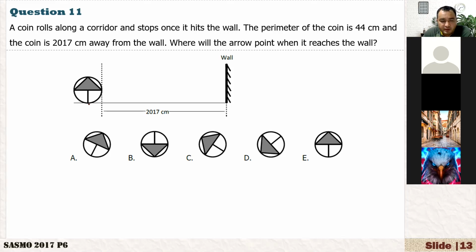As you hear from here, the distance is 2017 centimeters. You just push the coin from here and it's just rolling, and when it hits the wall, it stops. The question is, when it hits the wall, where will the arrow point? Which of them, A, B, C, D, or E? Guys, you have 1 minute for this question. It's a very easy question.